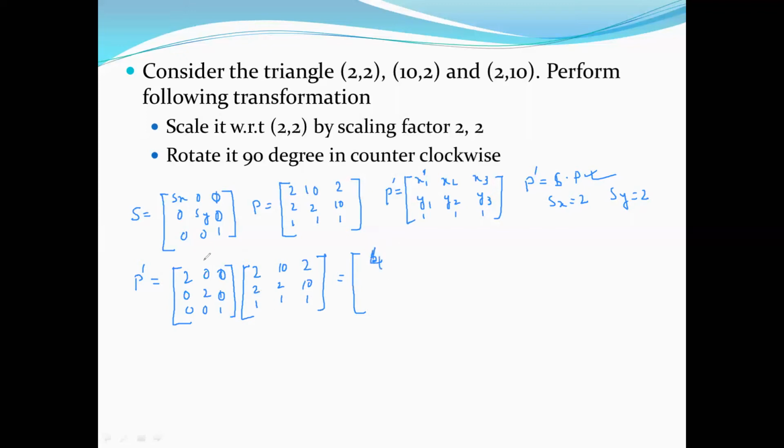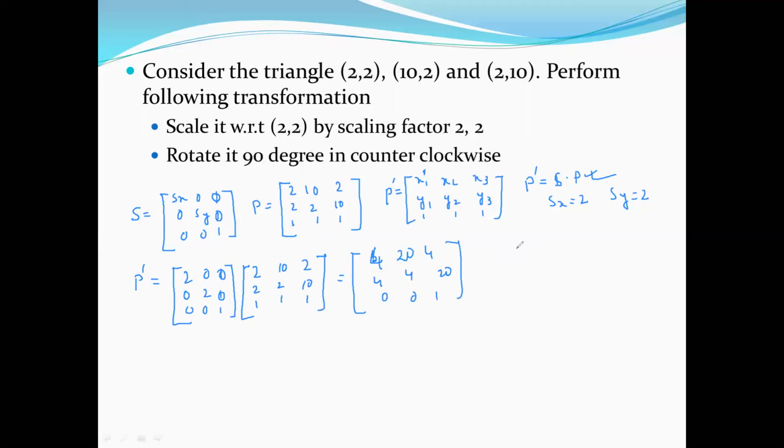Now the next one will be 2 into 10, 0 into 2, 0 into 1, so it is 20. And the last one will be 2 into 2, so it will be 4. Rest elements are 0. Now the next one is 2 into 2, which is 4, so it will be 4. Similarly, the next one will be 4, and the next one will be 20. And in the last case, it will be 0 0 1. So this is our resultant matrix.